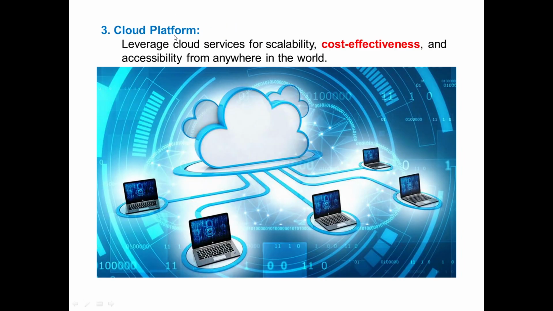The third option is the cloud platform. As you know, nowadays every company is switching to cloud. For what purpose? To leverage cloud services for scalability, cost effectiveness, and accessibility from anywhere in the world. There are three major cloud vendors in the world: Microsoft Azure, Amazon Web Services, and Google Cloud Platform. From these vendors, you can hire or purchase your virtual instances. It would be a very cost effective option. So these are the three methods.